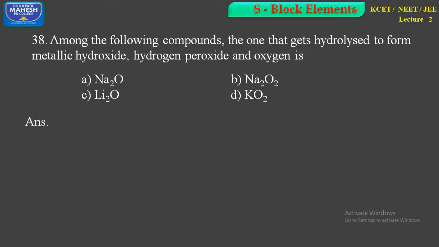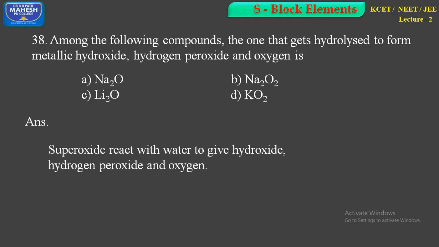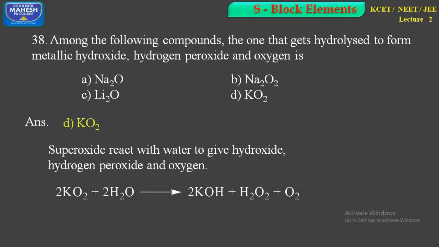Students, superoxide reacts with water to give hydroxide, hydrogen peroxide, and even oxygen vapors. So the reaction: potassium superoxide reacts with water to form potassium hydroxide KOH, hydrogen peroxide H2O2, and even oxygen vapors. Thus, option D is the right answer, potassium superoxide.